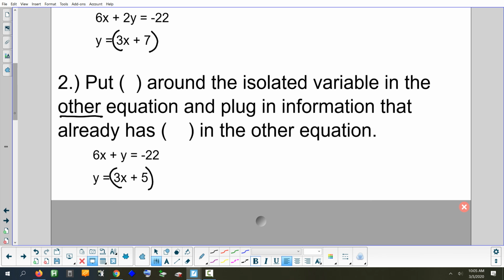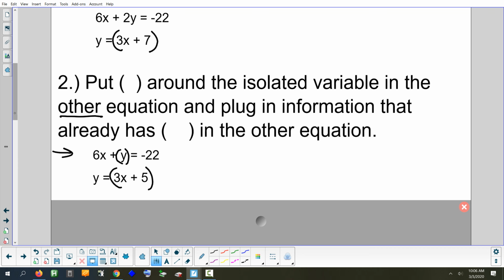Okay, so what I did is I put the parentheses back around the 3x plus 5. That's just from step 1. So I just copied that down. Now, first part of step 2 says put parentheses around the isolated variable in the other equation. So now we're looking at the top one. What letter was by itself in the bottom? Y. So you're going to put parentheses around the y in the top. That's what the first part says. Put parentheses around the variable that was by itself. But now you're putting the parentheses around the other equation.